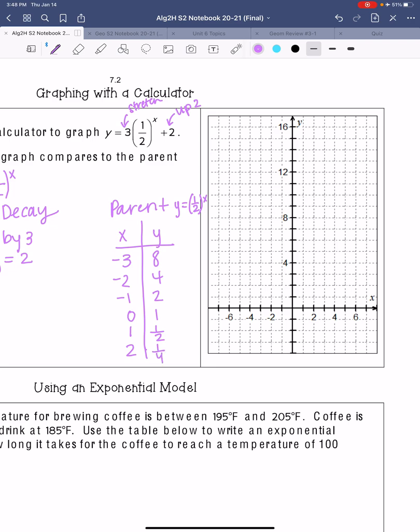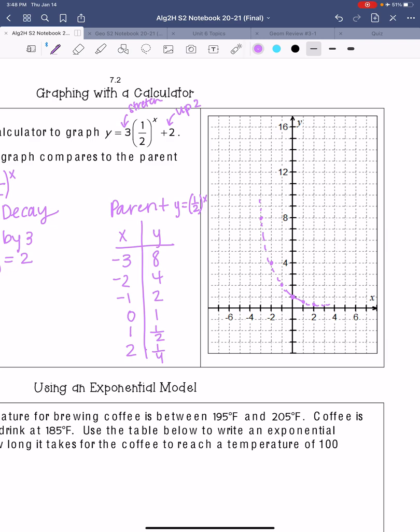Let's go ahead and plot these points. So we're at -3, 8, -2, 4, -1, 2, 0, 1, 1/2, 1/4. So it's approaching that y equals 0 because we haven't shifted it yet. So it looks like that.